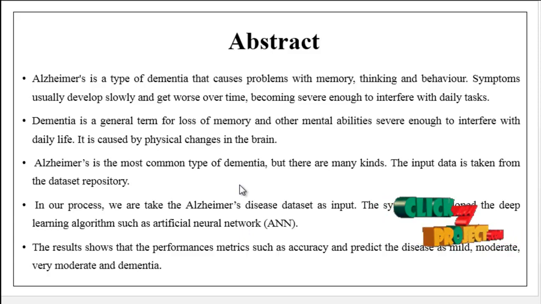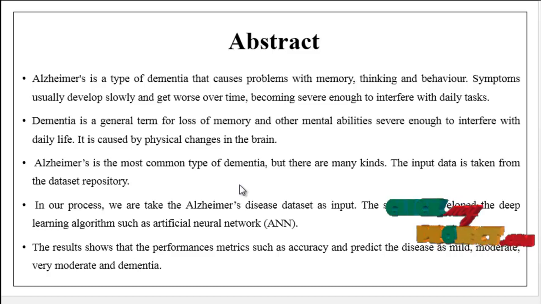Alzheimer's is one type of dementia that causes problems with memory, thinking and behavior. Symptoms usually develop slowly and get worse over time, becoming severe enough to interfere with daily tasks. Dementia is a general term for loss of memory and other mental abilities severe enough to interfere with daily life. It is caused by physical changes in the brain.